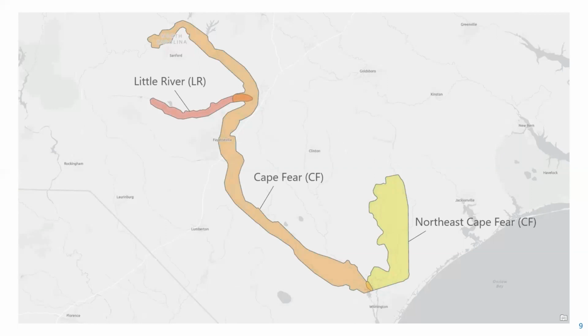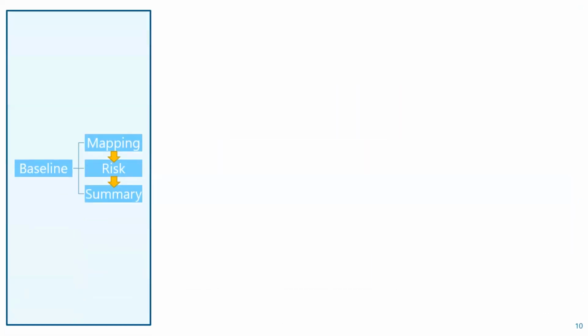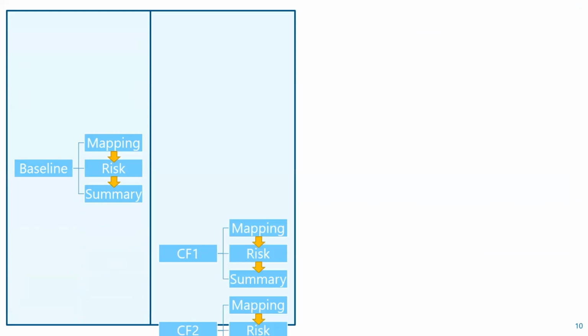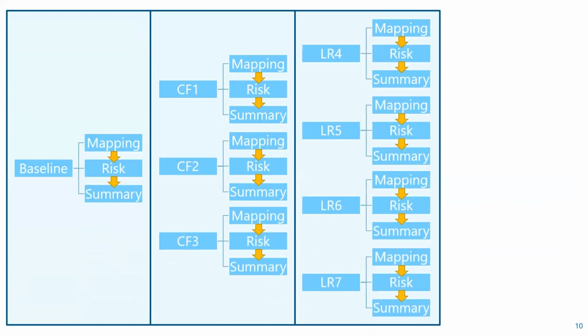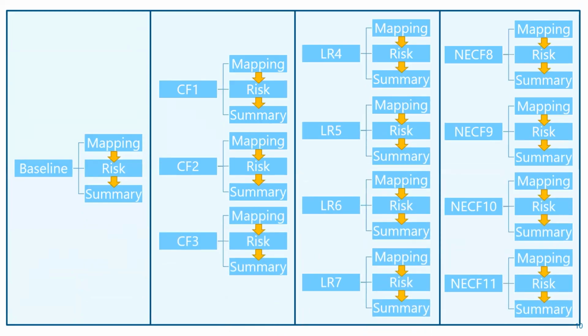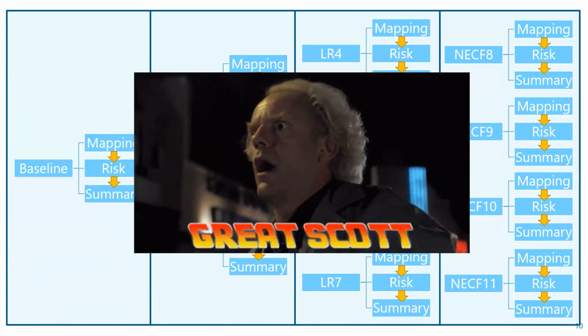For mitigation scenarios, we have our study area split up into these 3 regions that we're evaluating. And then each region is going to have its own set of mitigation strategies that we're looking at. So it gets a little bit more complicated because not only are we looking at our baseline scenario, now we're going to look at scenarios for each region, which, as Doc would say, great Scott.